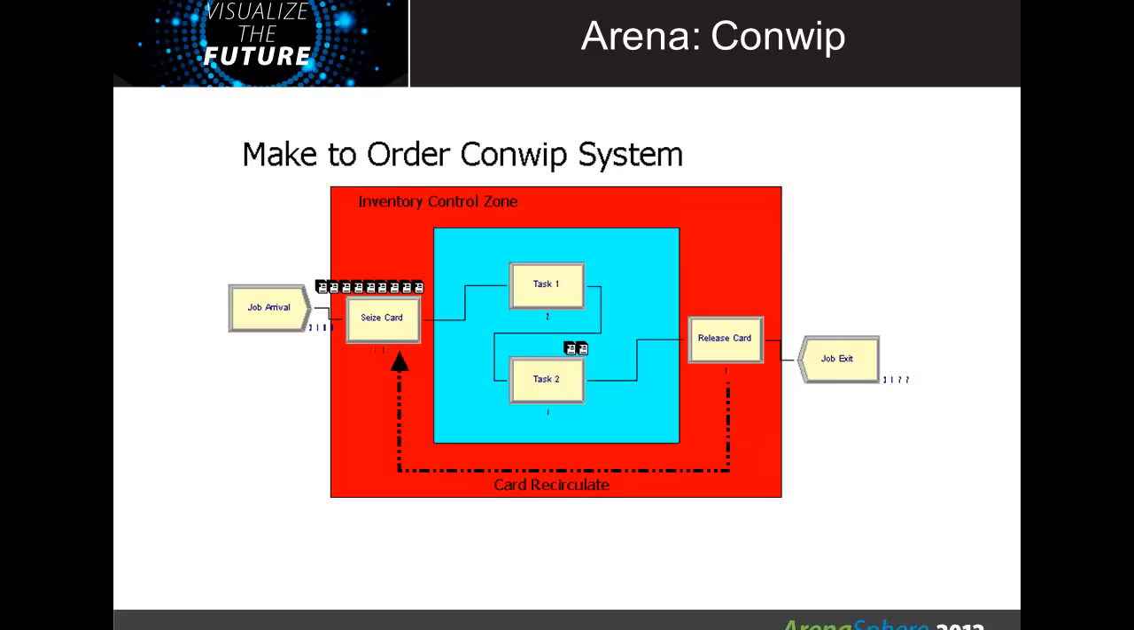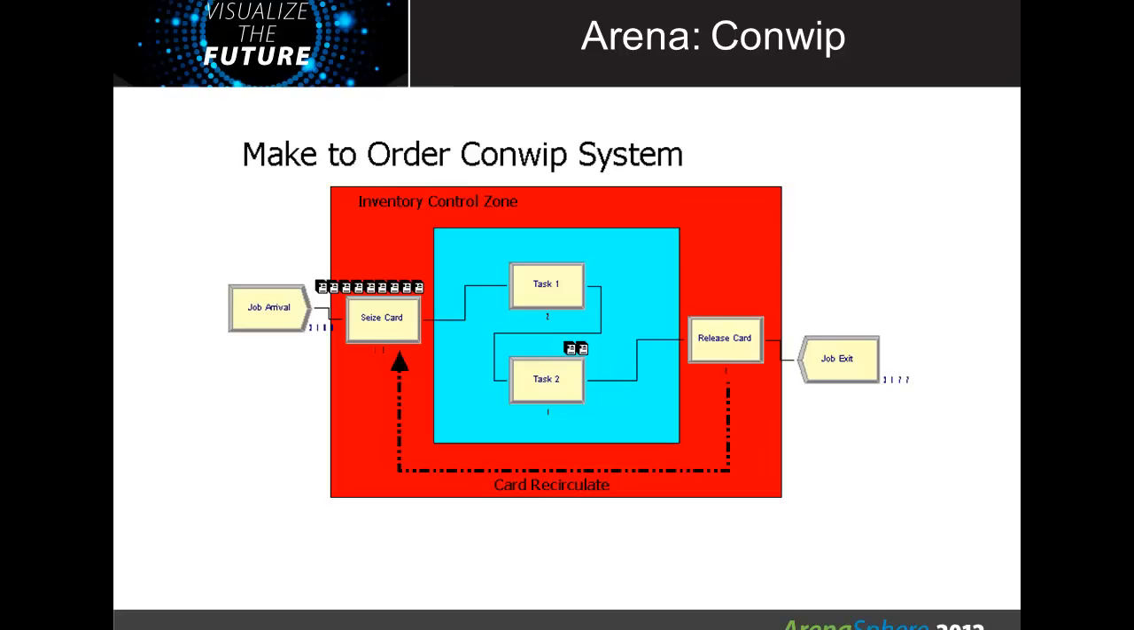And then tell my model that when I arrive to the zone of control, the red is my zone of control here, when I come into the zone of control, I can't go any further until I get a card. So stuff stacks up. I wait for a card. I get that card, and then I'm allowed to go in. And I go through my processes, and then when I leave the zone, I release that card. Cards are now released to free resources in Arena, and I start that circle all over again. Very simple, not too hard.